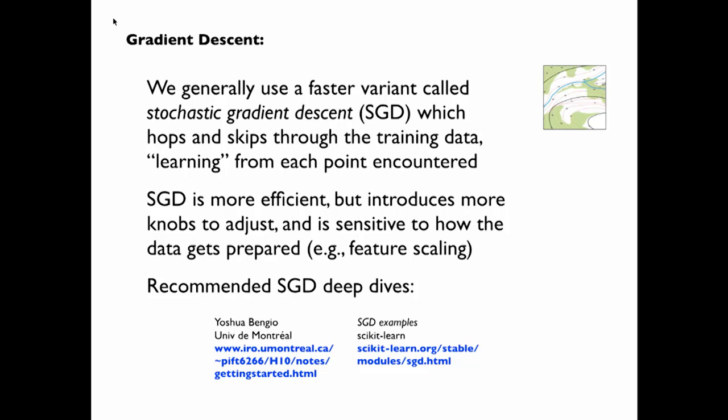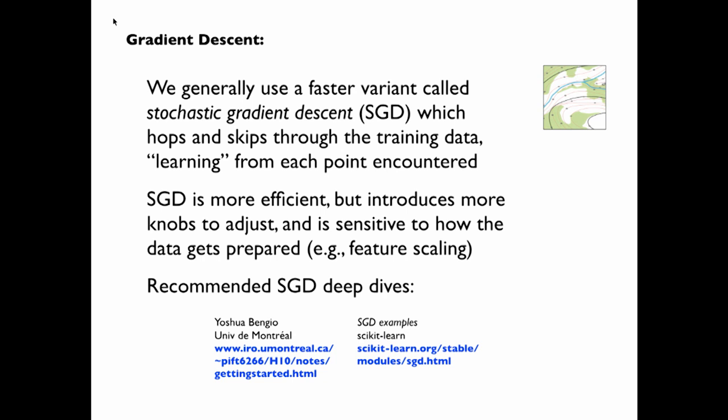It's much more efficient, but it also introduces more knobs and dials that you have to adjust. And there are some issues where it gets sensitive to how the data is being prepared in terms of feature scaling, things like that. So, it's not quite as simple as the example that I showed in Python, but it's the same flavor, the same thing, finding a way down the hill.